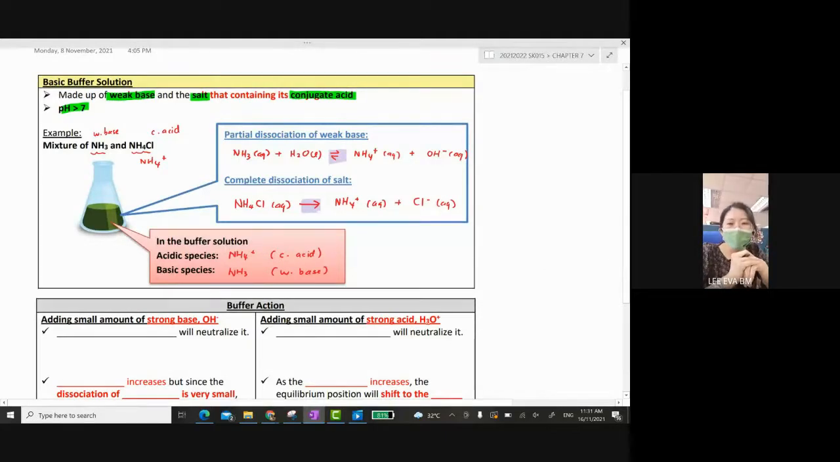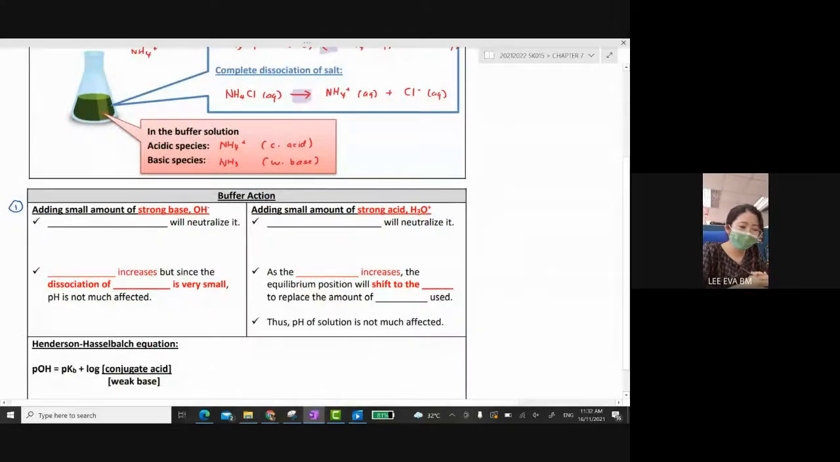Okay, so now back to the buffer action. We want to show the functions of this basic buffer. So again, we start with the additions of strong base, OH minus. Okay, so in this case, OH minus is added, strong base is added. Which species is coming to neutralize it? Is it NH4 plus or NH3? NH4 plus. Your conjugate acid will neutralize the strong base.